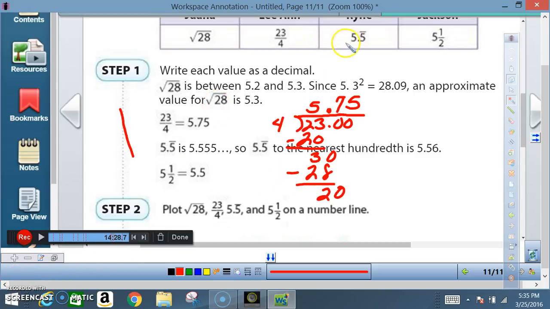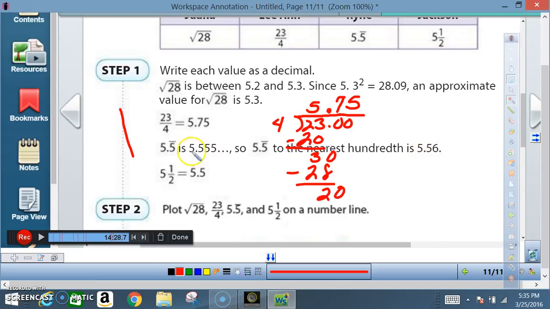All right, now the next thing we're going to look at is 5.5 repeating. Now the way you deal with that is this. You have 5.5 repeating, so that means 5.555, etc. So all you do is write this rounded to the nearest hundredth. So I'm going to end up with 5.56.